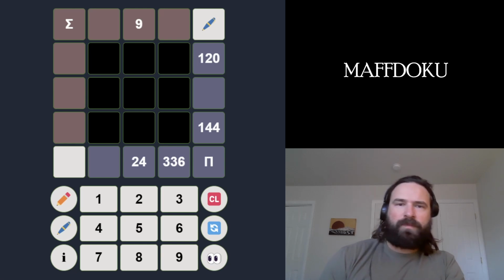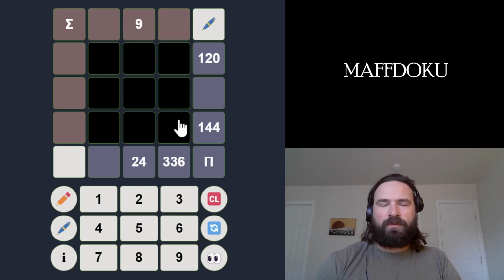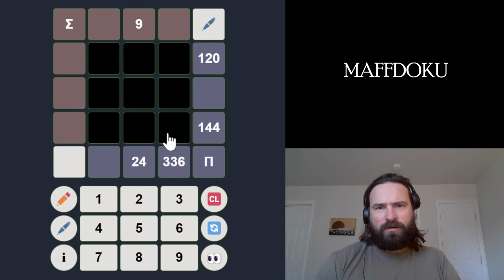Let's smash a Maffdoku. Maffdoku is a little sudoku puzzle. We've got to put the numbers 1 through 9 in these black boxes. Purple hints are products. Brown hints are sums. So these three numbers have to multiply to 336, which I'm sure is pretty forcing.